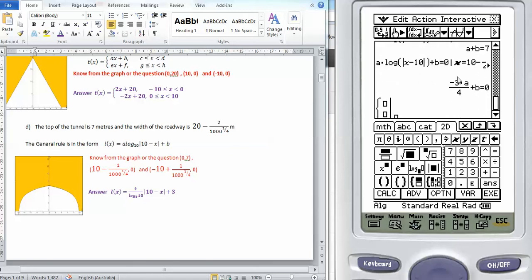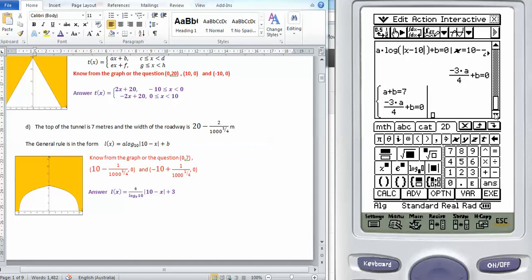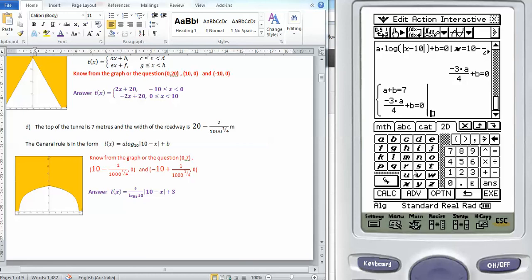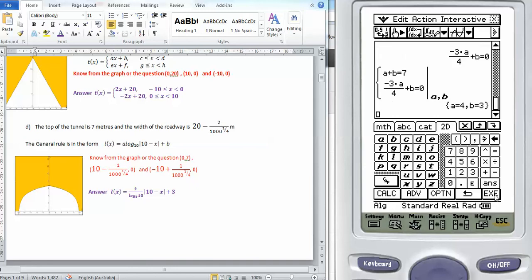And if I go into graphs and tables, then simultaneous equations, there's one, there's the other, and I wish to solve that for a and b. And a equals 4 and b equals 3, which gives me an equation which is an answer of 4 log base 10 of 10 minus x plus 3.